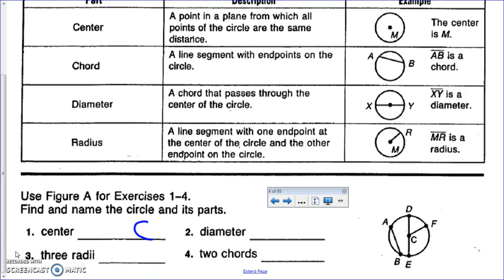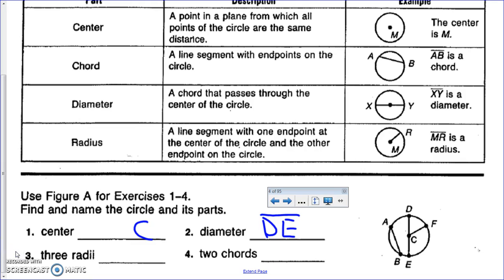Number 2, we need to find and name the diameter. We always name a chord or a line segment with its two endpoints. So we're going to use DE to name it, and then we're going to put a little line over the top because it is a line segment. You can also label it ED. As long as you're using endpoints, it doesn't matter what order they're in.